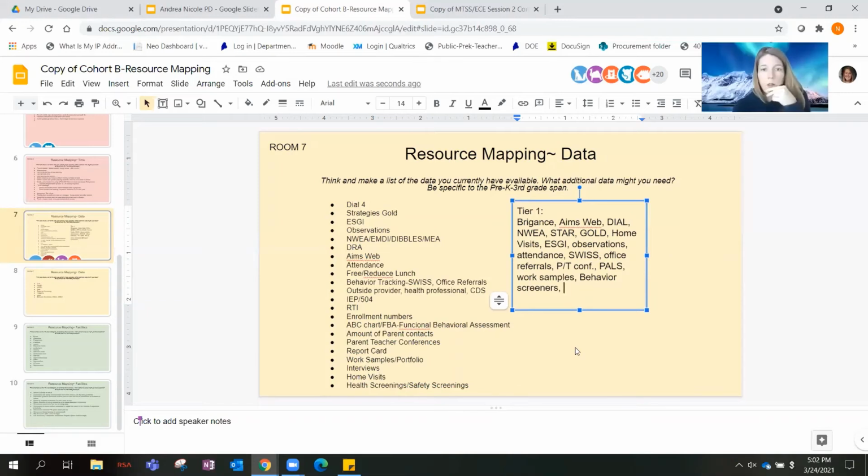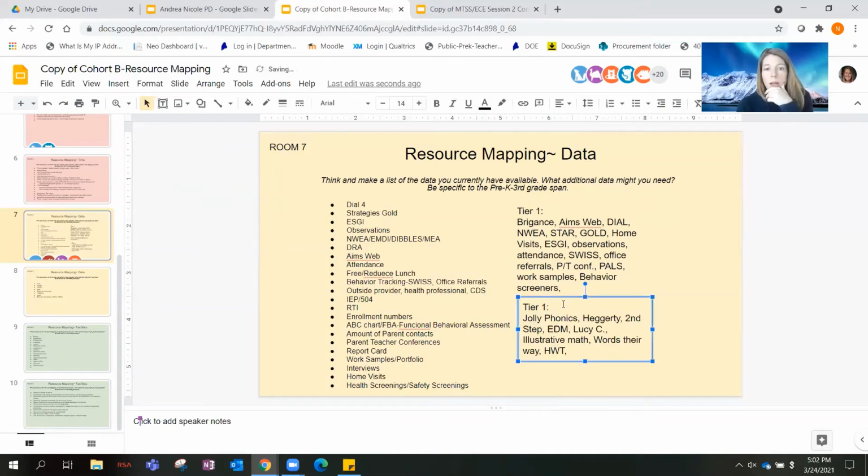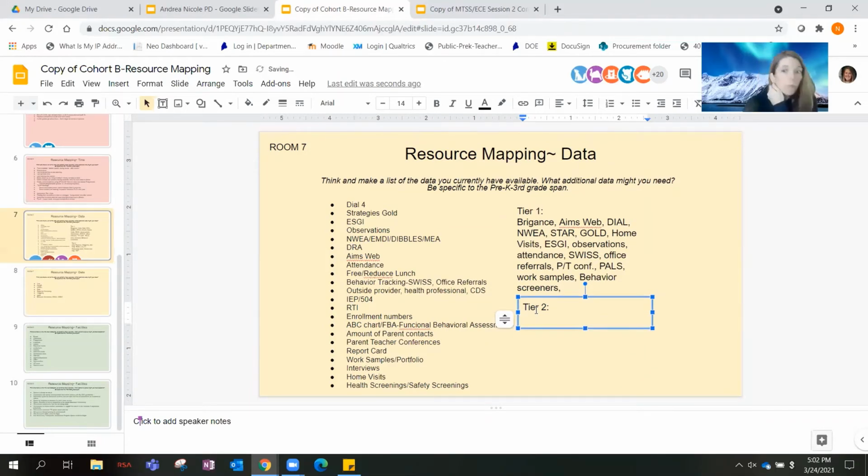Okay, even if we didn't get them all, let's move on to tier 2. So what are some of the things on the screen here that you would reserve for a tier 2 screener? RTI. We use Ames Web as tier 2. Your FBA charts or ABC charts.